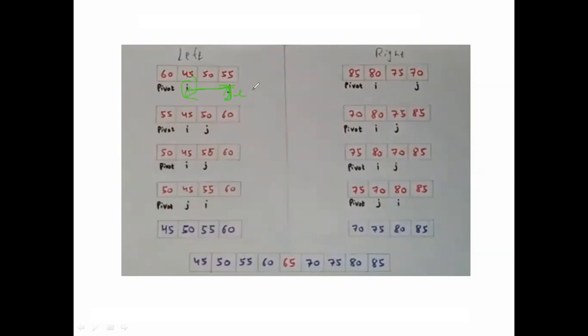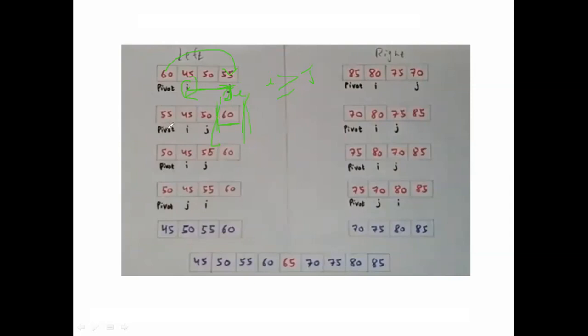So i greater than or equal to j. The condition is true, then swap the pivot element with the j value. So 60 comes here and 55 is here. Then this is our pivot element. Once the pivot element is swapped, the left elements are lesser than the pivot element. So this is the correct way.